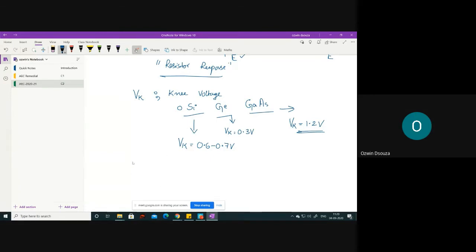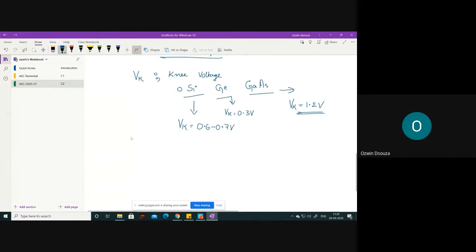Now, which is the most commonly used material in semiconductor devices? Silicon, right? Silicon is most common. Why? Why is silicon used? Because it is most available. It is used because of certain technical reasons as well as economical reasons.